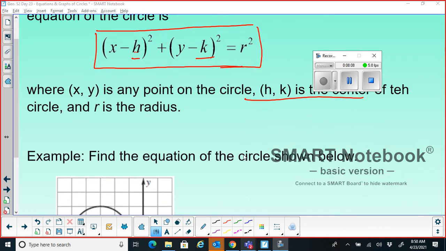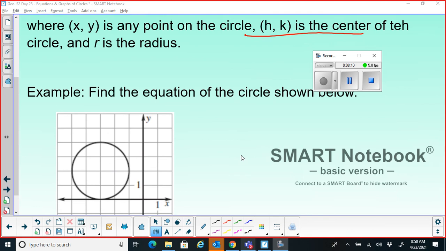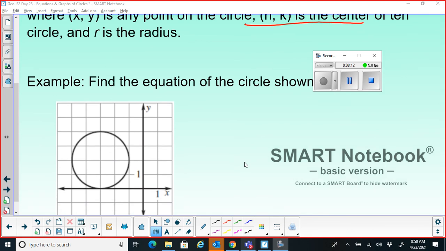Okay, let's go over an example of this. Find the equation of the circle shown below. To find the equation I need a few things. First one is the center of the circle. Then I will need the radius of the circle. Let's find these two things, then I can find the equation of the circle.